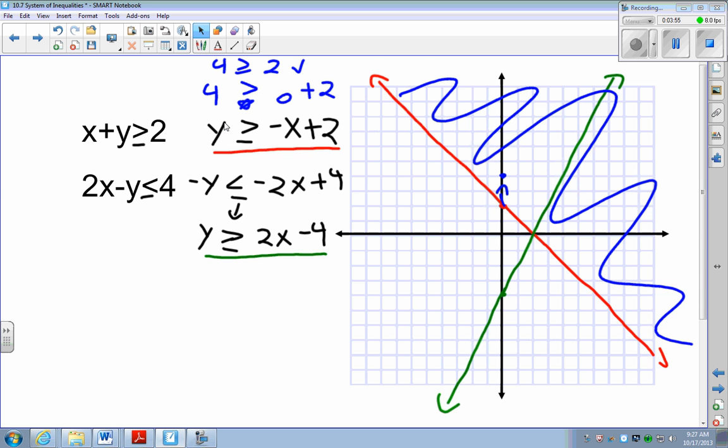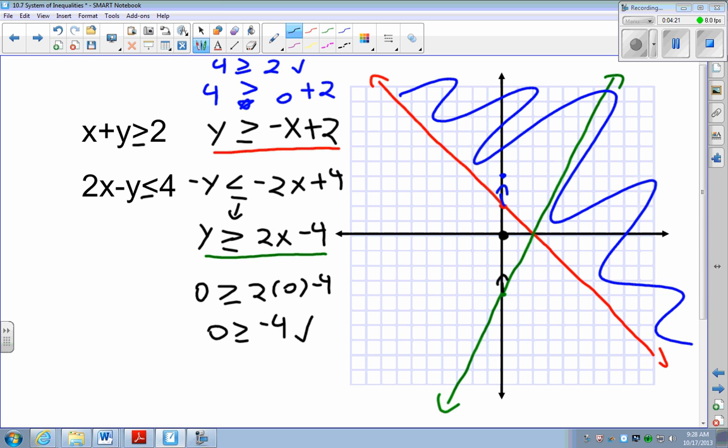Okay, but now let's look at our green line right here. Now y is also greater than. So let's go ahead and put in a point above it. The point 0, 0, our origin, is above it, right? So let's put 0 in for y. We get 0 is greater than or equal to -4. Check, that works. So let's shade everything above it.